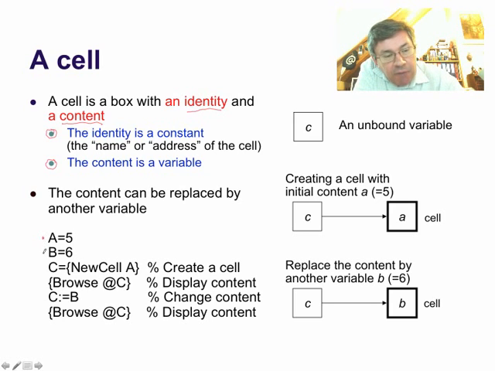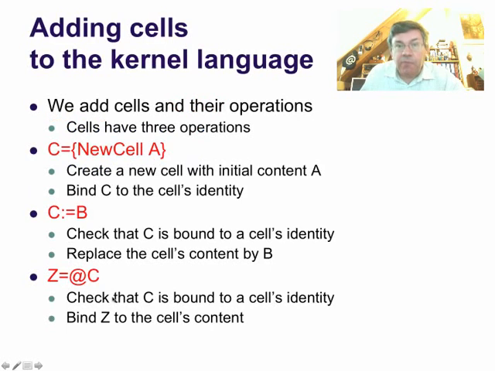So in this example, if we have A and B equal to 5 and 6, we create a cell C, which is bound to the variable A, which is referred to by identifier A and has content 5 here. If we display this using the read operation, the access operation of the cell, we will display 5. Now we can change the content. In fact, we replace the content of the cell by variable B, so it no longer references variable A, but it references variable B. If we display it, then it will display 6.